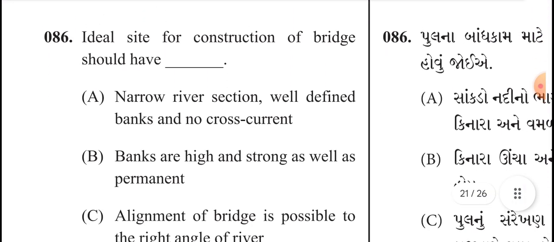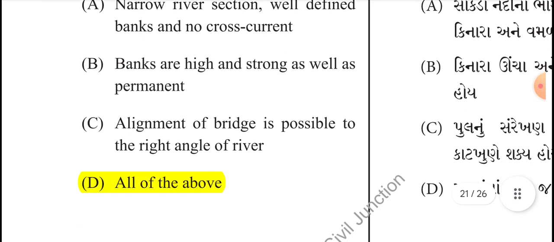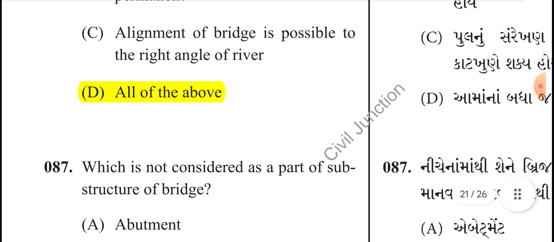An ideal site for construction of a bridge should have a narrow river section, well-defined banks and no cross current. Banks are high and strong as well as permanent. Alignment of the bridge is possible at right angle to the river. All of the above.